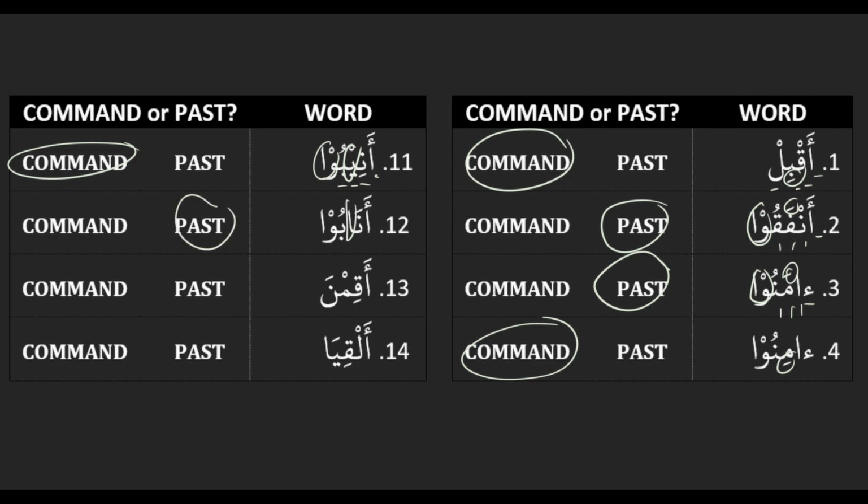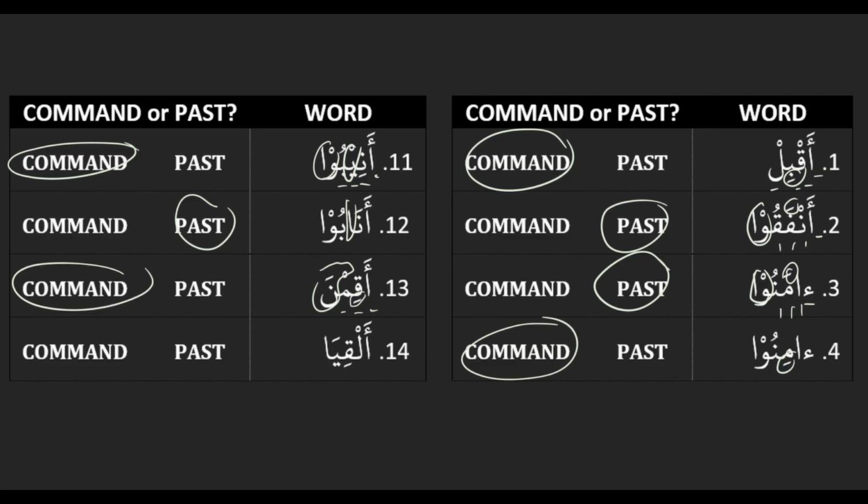Aqimna. So hiding our indicator, sukun and na, we have Hamza followed by two letters, qaf and meem. Second to last letter, which is the qaf, has an E sound, so that's a command. E sound makes command.